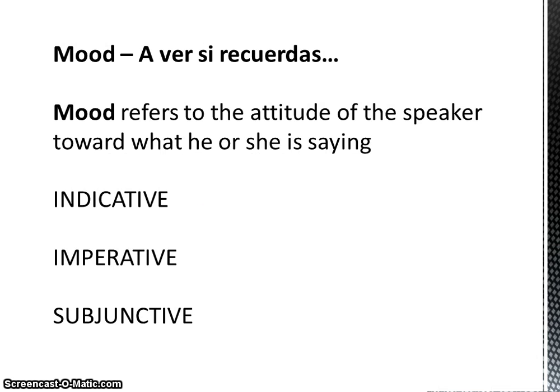So let's talk about subjunctive and indicative again. Mood. Just to see what you remember. Remember that mood refers to the attitude of the speaker towards what he or she is saying. We're going to use the indicative mood for what is, or what is true, what is factual.